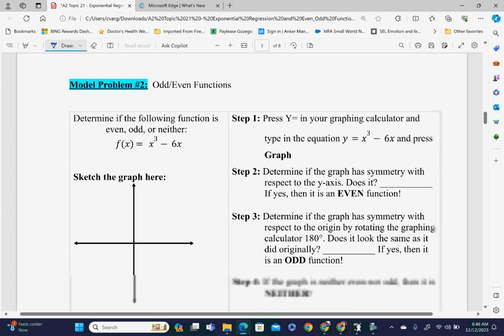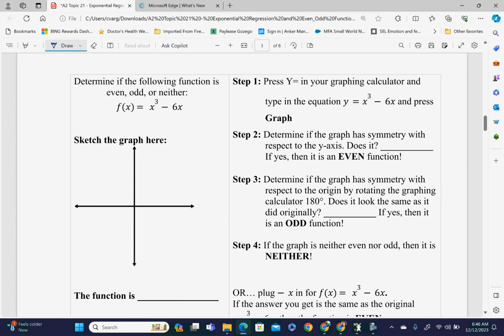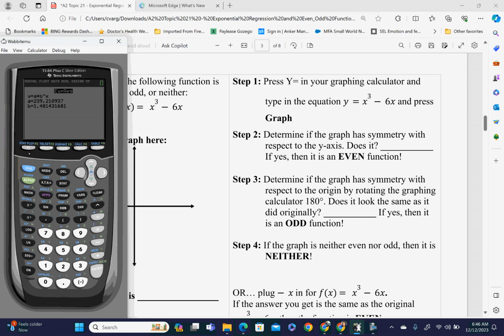Determine if the following function is even, odd, or neither. The first thing we're going to do is go to y equals and graph the function. This is my function from earlier, so I'm just going to clear that. I have x to the third power, minus 6x, and now I'm going to hit graph. Okay, this is what I have here. This is definitely not even, because if I fold it along the y-axis, the left side is not equal to the right side.